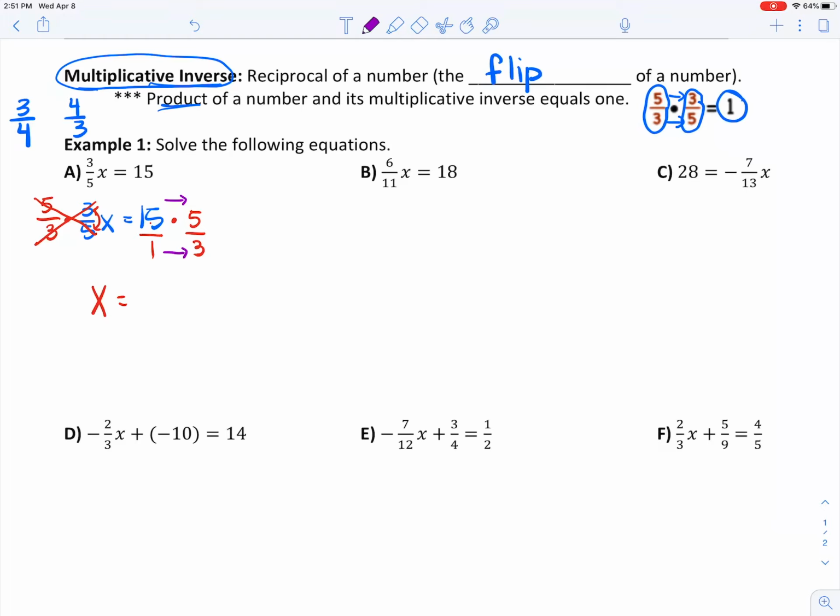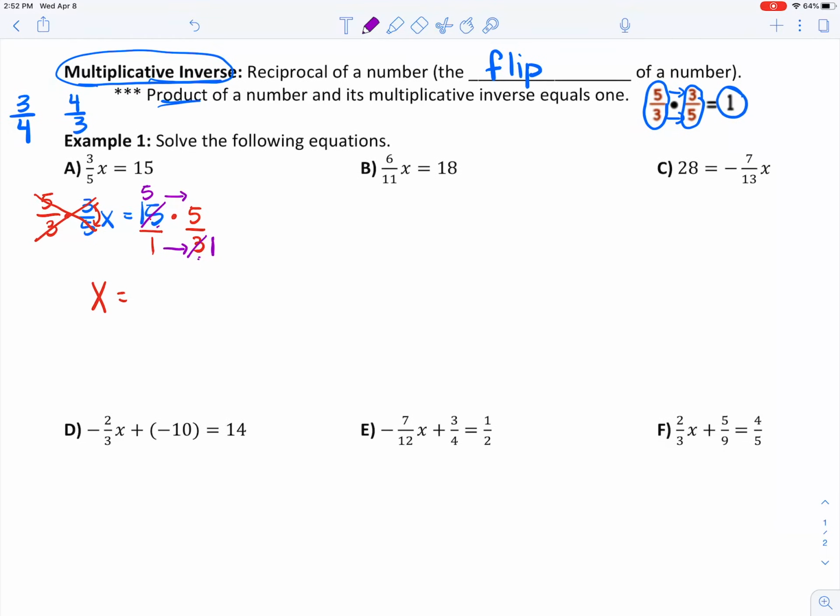If we did that, we have 15 times 5, which is 75, and 1 times 3, which is 3, and then simplify from there. Another cool thing that I'm going to do throughout this video is take a look at my diagonal numbers, like 15 and 3. Both of those can be divided by 3. So 3 divided by 3 is 1, and 15 divided by 3 is 5. I'm going to use those two numbers because it's going to be simpler math to do.